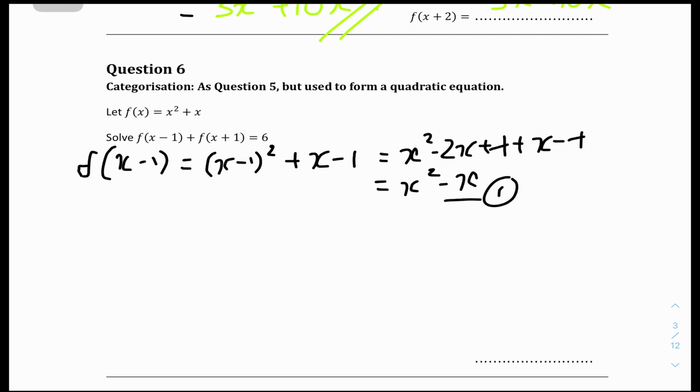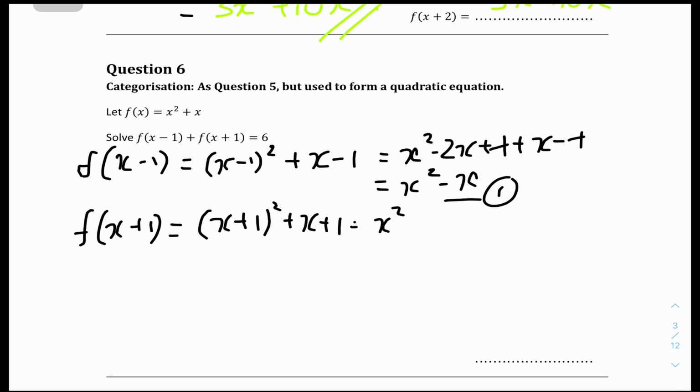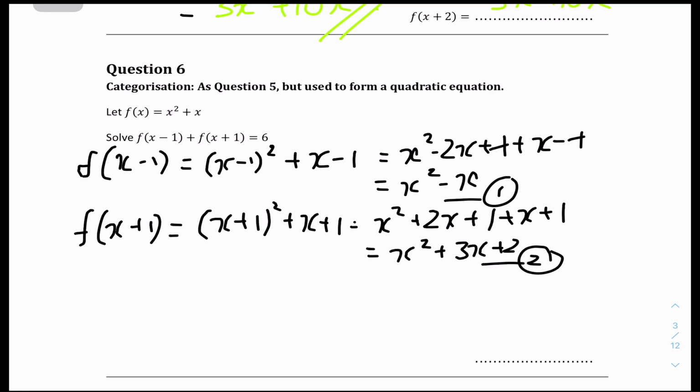So that's number 1, x squared minus x. And f of x plus 1 will equal (x plus 1) squared plus x plus 1, which gets us x squared plus 2x plus 1 plus x plus 1, which gets us x squared plus 3x plus 2 if you expand it out. Number 2. So you have to do 1 plus 2 equals 6. In this case, we know that 1 from just now is x squared minus x, plus x squared plus 3x plus 2 equals 6.